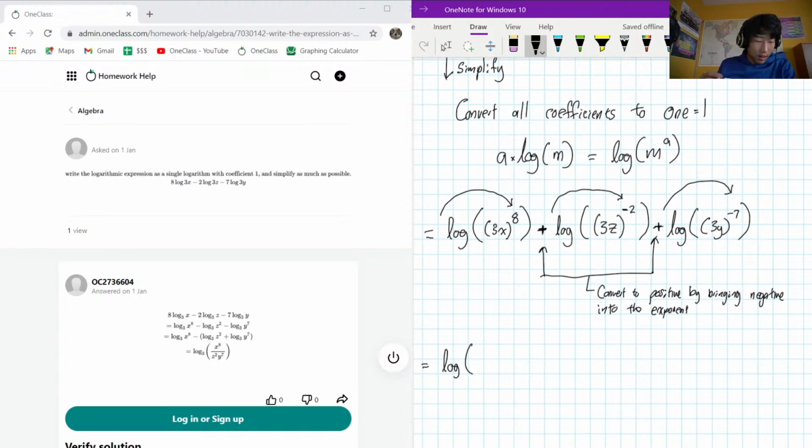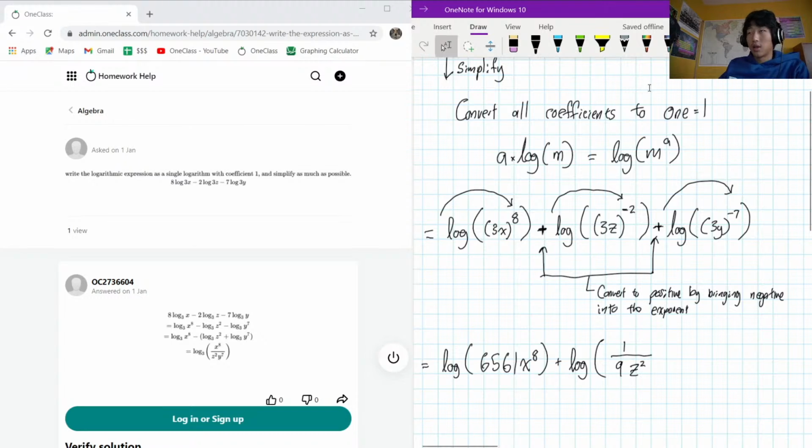So that is 30, that is 6561, x to the 8, plus log. Now, we can convert everything into a positive exponent if we just do, here we'll have 9z squared. So pretty much you did it just as you would normally, as if it was positive 2, but you send it downstairs on the fraction just because it's negative, okay?